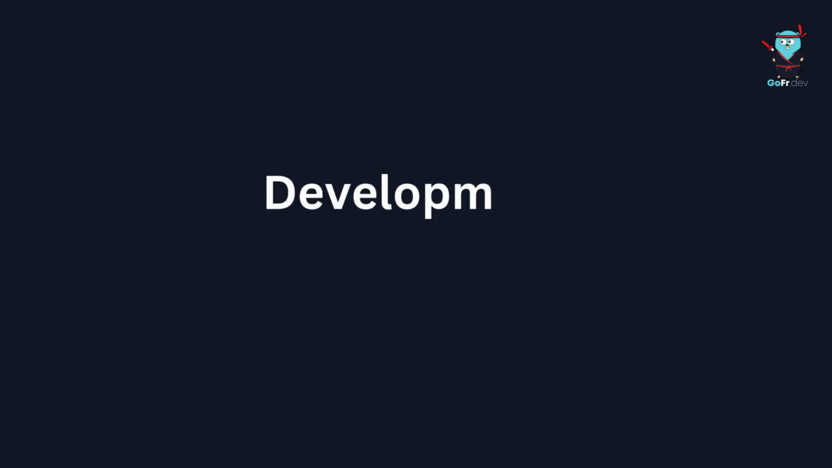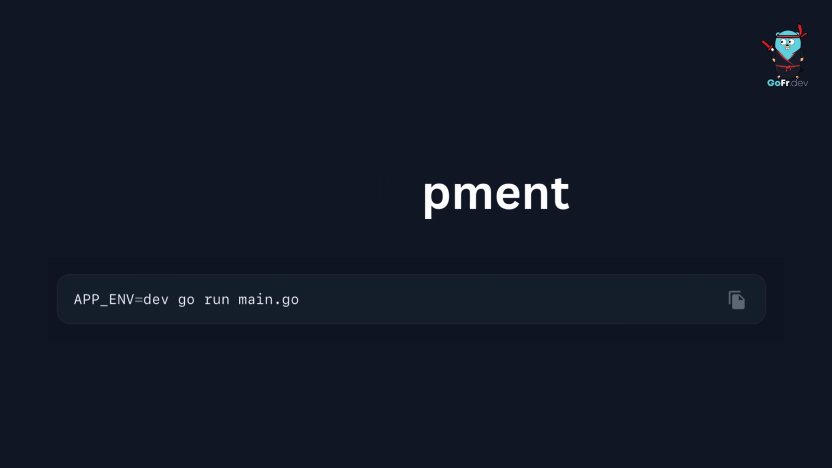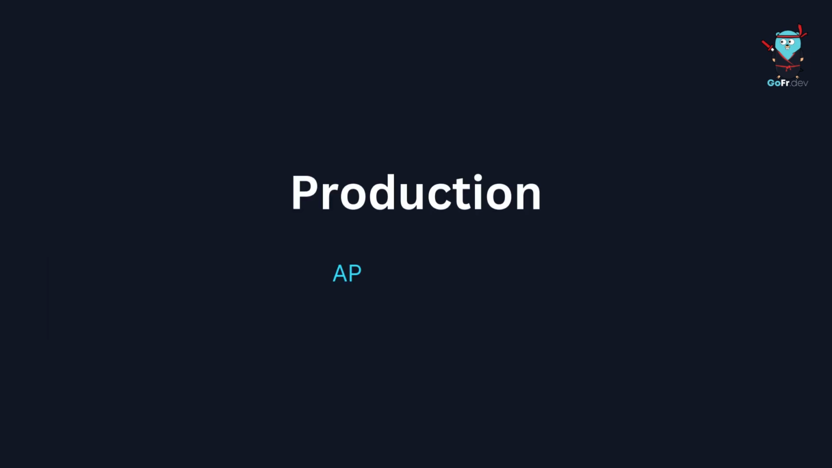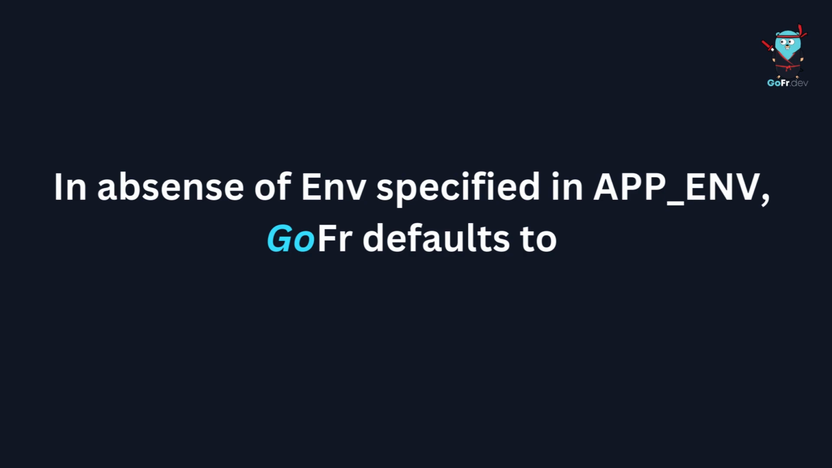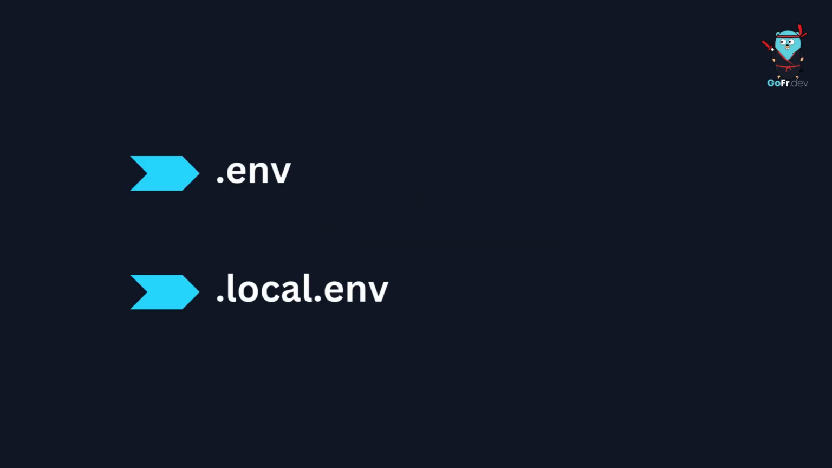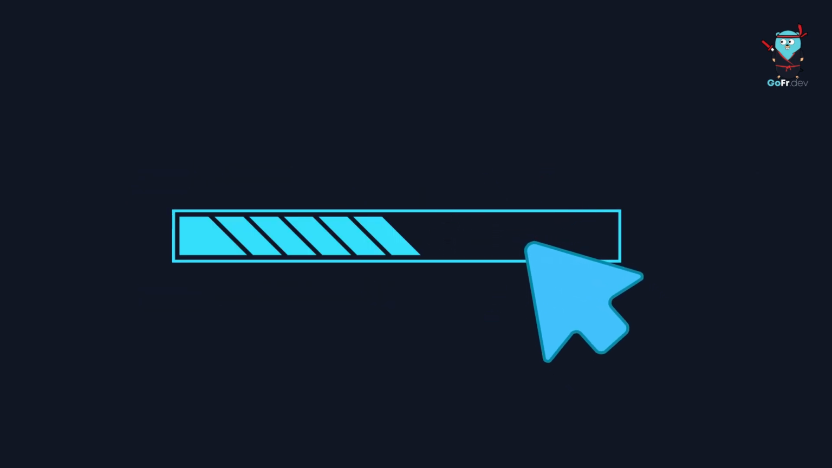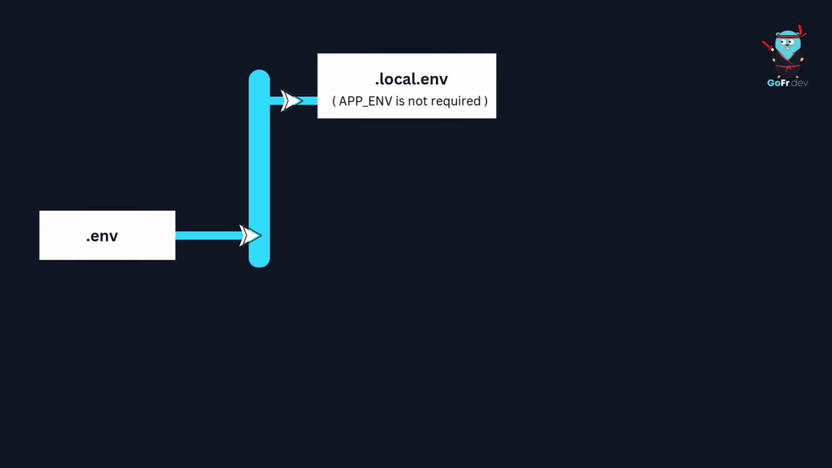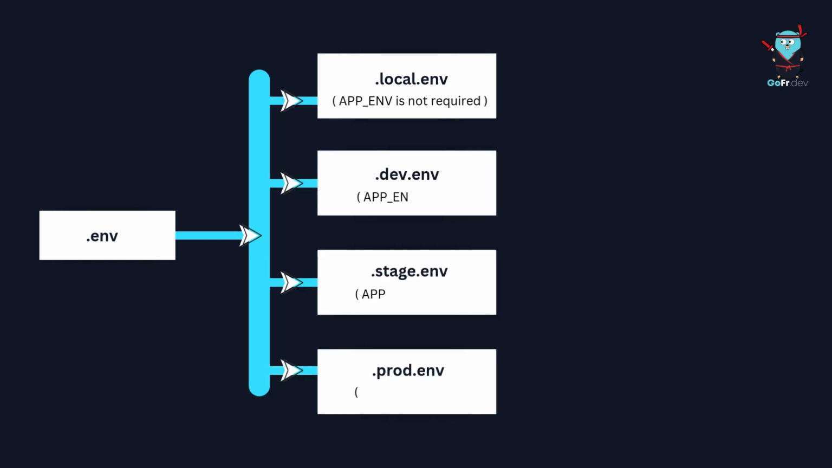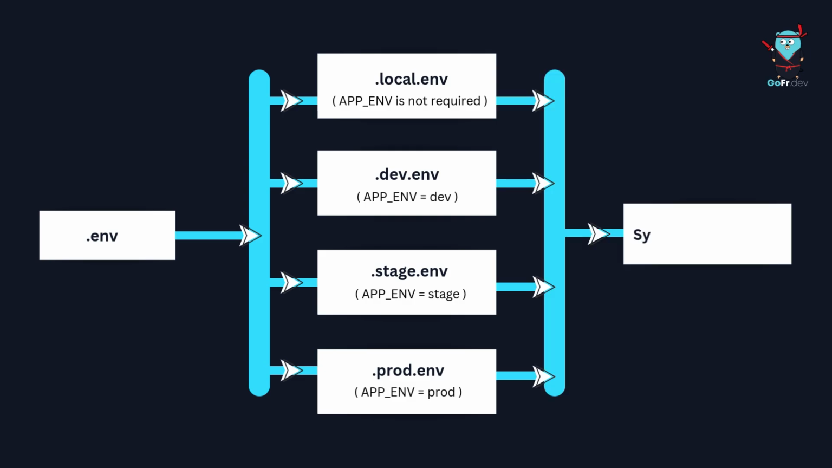For example, for development, we just run APP_ENV set to dev, go run main.go. Similarly, for production, we can set APP_ENV as prod. If the specified file isn't found, GoFr gracefully defaults to .env or .local.env. Please note that we follow a clear loading sequence, that is first loading the .env file, then overriding it with the .local.env file automatically or with the respective env file when the APP_ENV variable is set to dev, stage or prod. Finally, system environment variables are loaded to ensure all configurations are consistent and up to date.